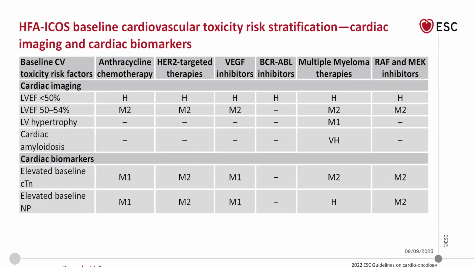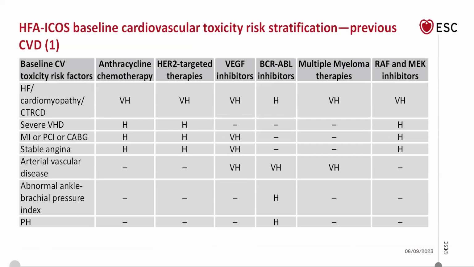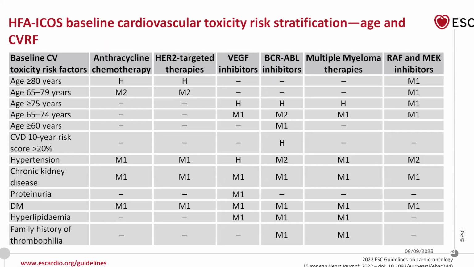You also look at their cardiac imaging values. What is the ejection fraction? Their cardiac biomarker values, and then whether they've had history of heart failure before, MI, have they had PCI or CABG in the past. So basically, we have to look at the baseline risk factors, and then for the next column on the table, we look at the drug that the patient is going to be put on.